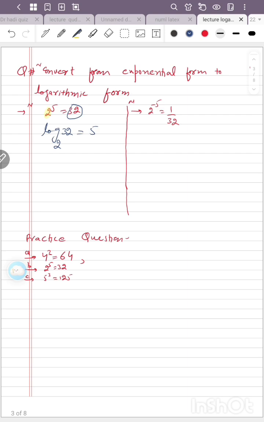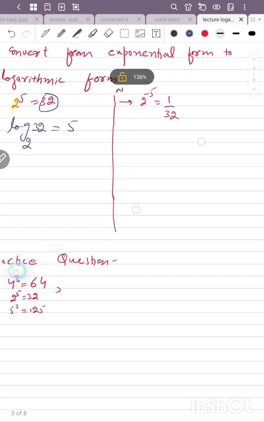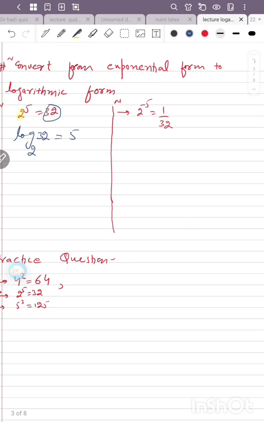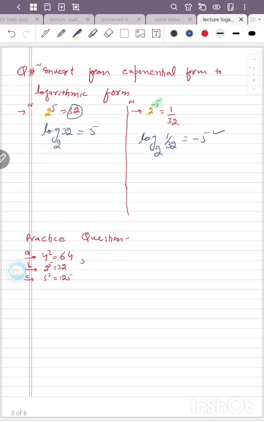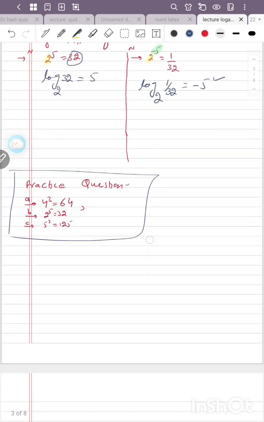Understand? Now we have the next question: 2 power minus 5 equal to 1 by 32. First of all, which one is your base? 2 is your base, minus 5 is your power, the exponent, and 1 by 32 is your argument. How to write it? Log of 2, 1 by 32 is the argument, and here is the power, minus 5. We have to convert it into the logarithmic form. These are your practice questions. You can solve them by yourself, and you can take a screenshot.